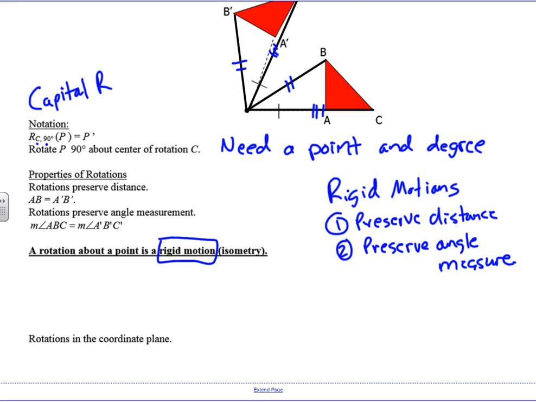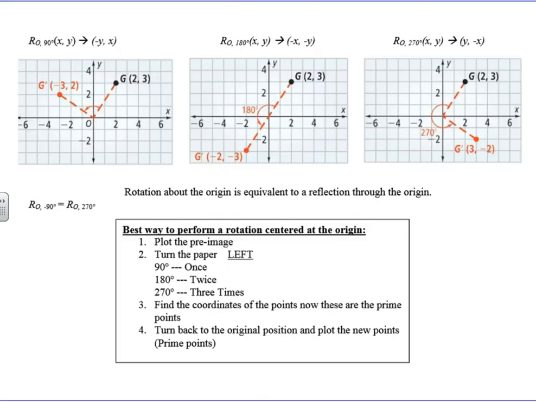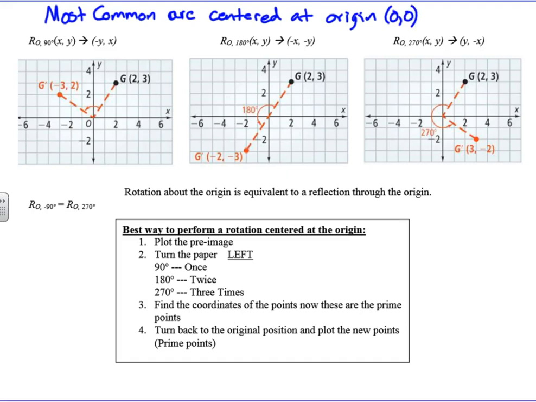Okay, we're going to look at a rotation in the coordinate plane. Very often, the most common rotations that we have are centered at the origin. And the origin is the point (0, 0). So when you see this letter O, what it's referring to is that it is centered at the origin.